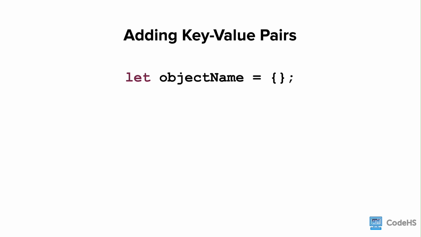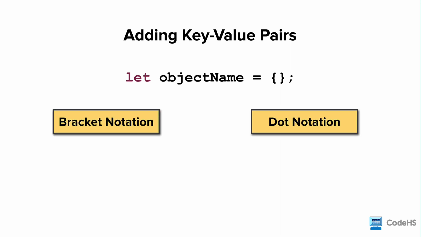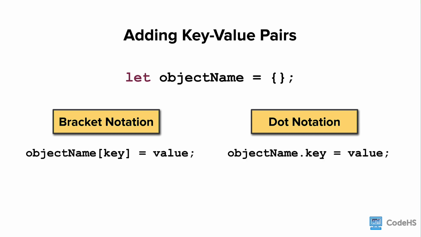There are two ways to add key value pairs to this object: bracket notation and dot notation. For bracket notation, you write the object name, square brackets with the key name inside, and then equals the value. This notation will always work regardless of what's used for the key. Dot notation works the same way, but uses a dot between the object name and the key name. As you'll see, the syntax is a little simpler with dot notation, but you are not able to use it with multiple word keys or variables as keys.